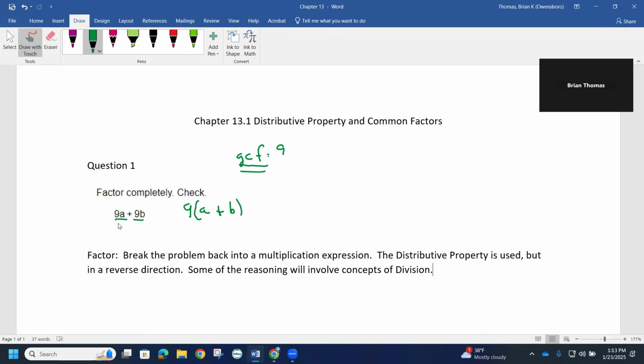And by doing so, we're dividing each term by 9. And what's left is what I put inside the parentheses. Now notice how the 9 divides out, the 9 divides out. And that just leaves me this A plus B. And that's what remains inside the parentheses. That's what we're doing in these problems: we're using concepts of division and factoring.